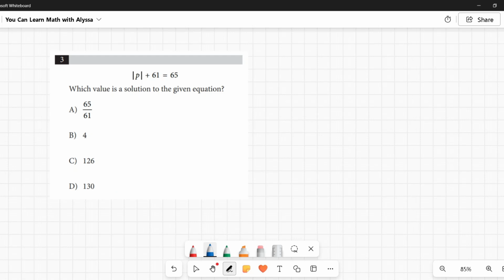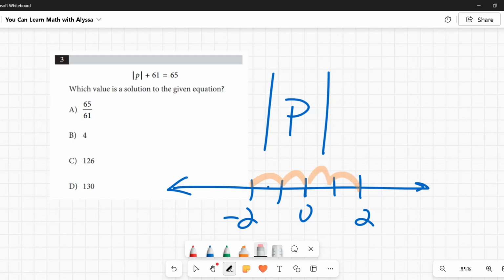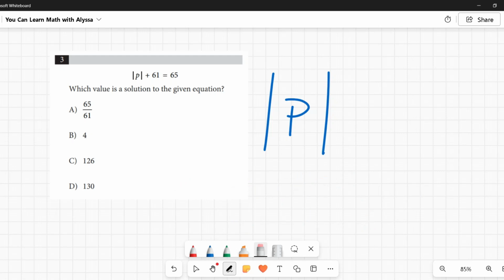Absolute value really means how far away is a number from 0 on a number line. So if I have a number line, and this is 0, 2 and -2 have the same absolute value because they're both 2 away from 0. In practical terms, what you're going to use this for, it means make it positive.